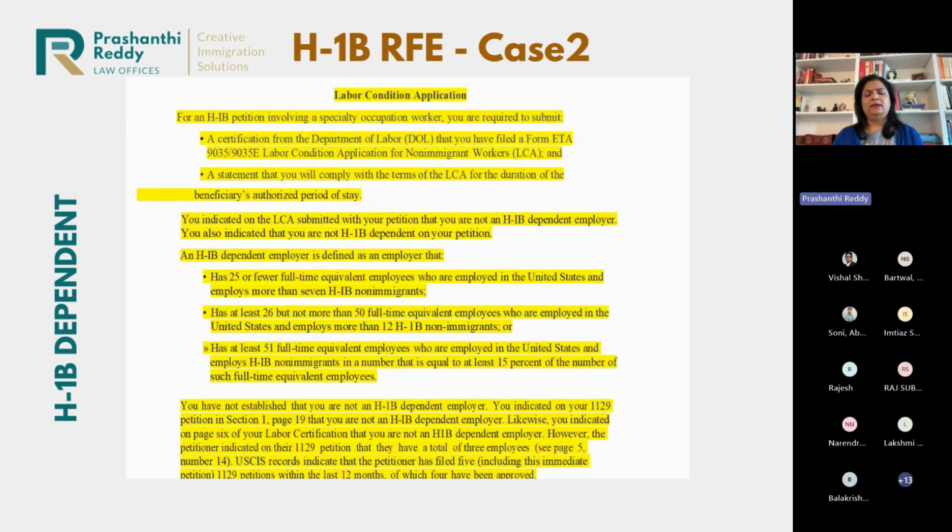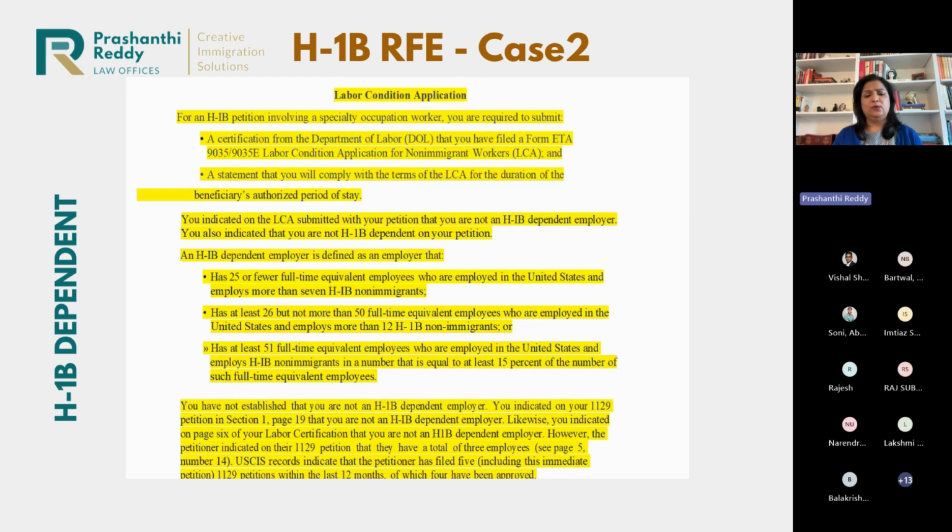Yeah, H-1B dependent. Now, with reference to an employer, whether they are H-1B dependent or not, this is how they define it. An H-1B dependent employer is defined as an employer that has 25 or fewer full-time employees, and 7 of them are on H-1B. So if you have 25 or less, and 7 of them are on H-1B, then you are H-1B dependent.